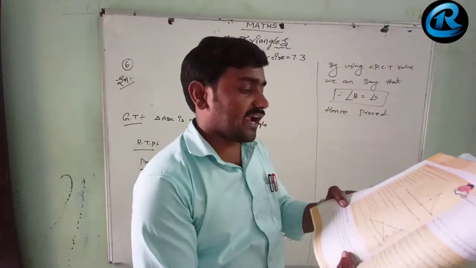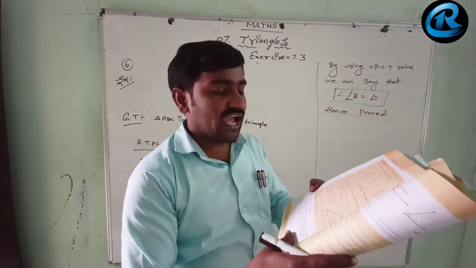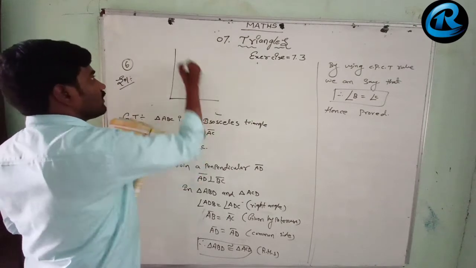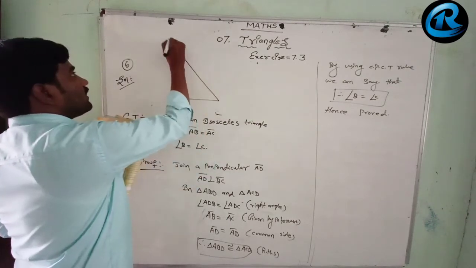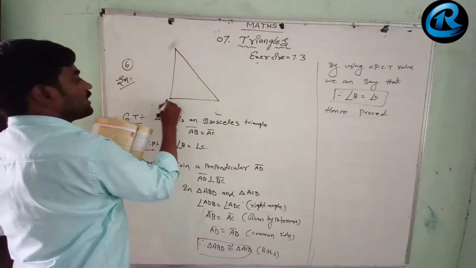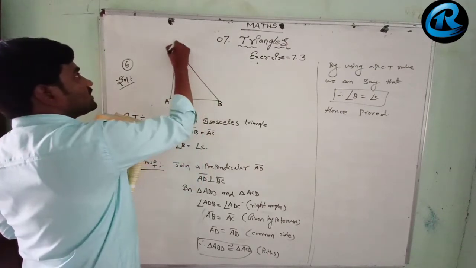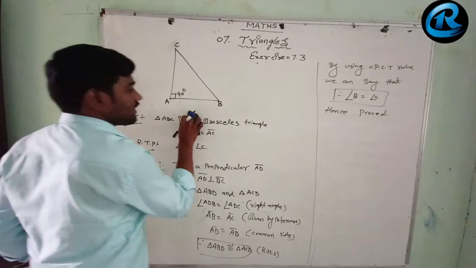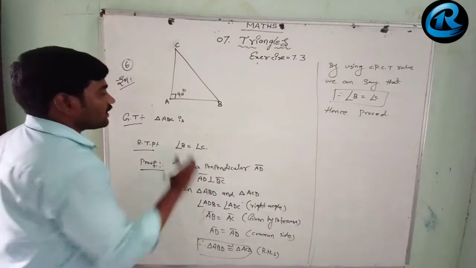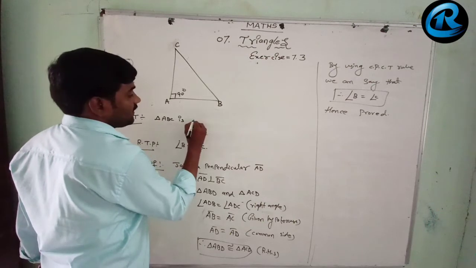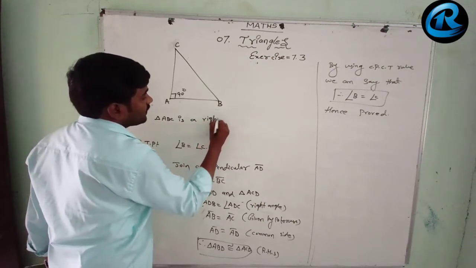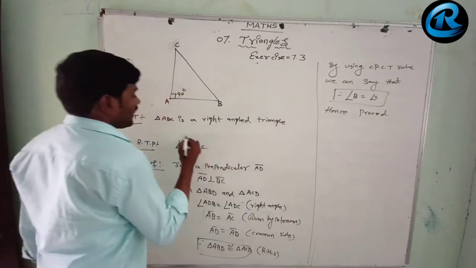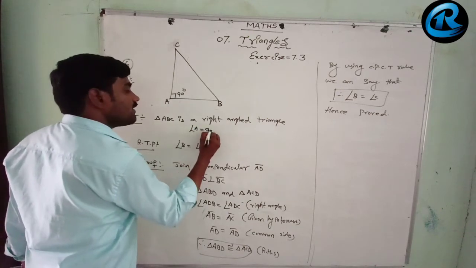ABC is a right angular triangle in which angle A equal to 90 degrees. Here, an isosceles triangle was given before, and here a right angle triangle. ABC is a right angle triangle where angle A equal to 90 degrees.